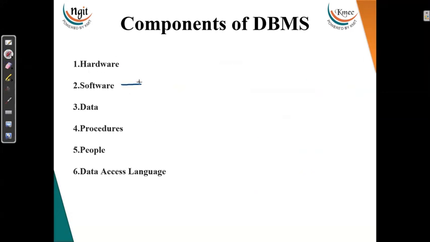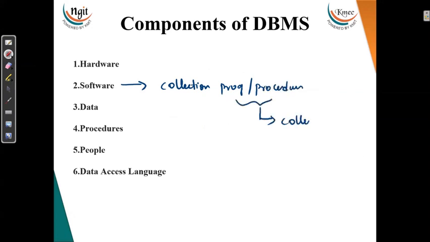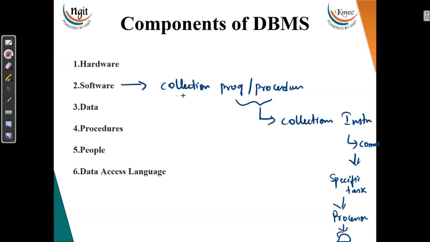Second is software. Software is a collection of programs or procedures. These programs and procedures are a collection of instructions. This instruction is nothing but a collection of commands. Every command represents a specific operation or a task. This task is understandable by the processor and it executes that, right? So anything that you want to perform should be specified with the software.